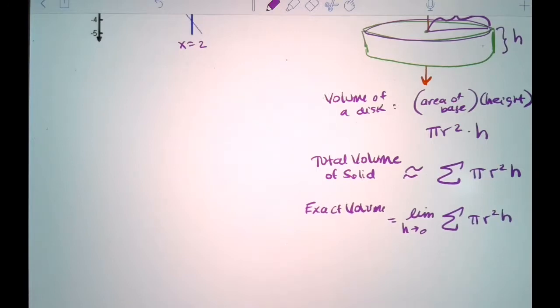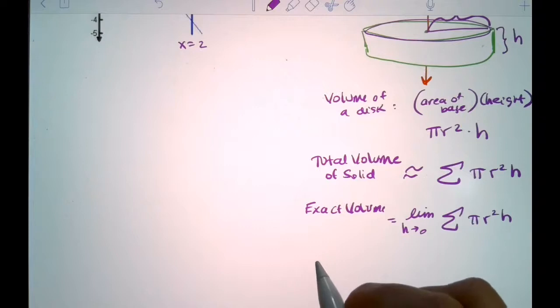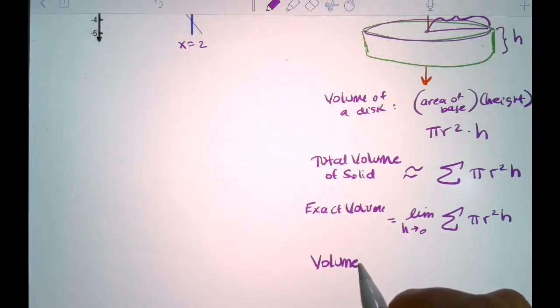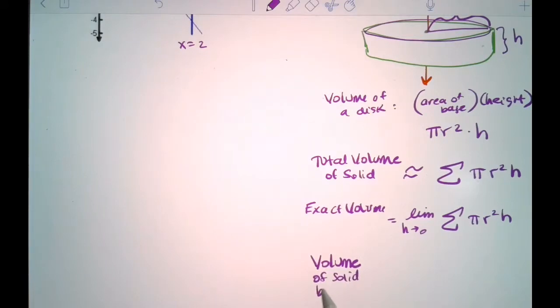And the moment that you have, just like with area, a limit as h goes to 0 up against that sigma, that's sort of what creates the integral. And that's how you're going to get the exact volume. So when you're doing the volume of the solid, and I'm just going to say by disk method, I'm going to show you a couple of things.